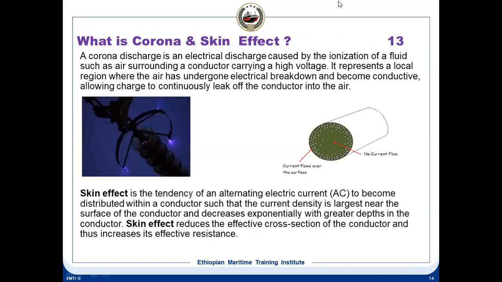So with this, we are finished with this fuse, and we'll go to the next slide.